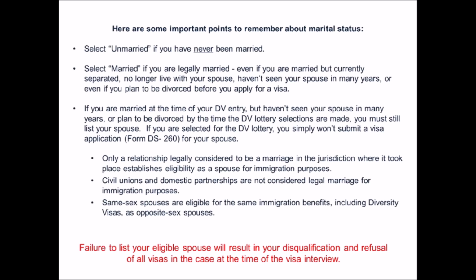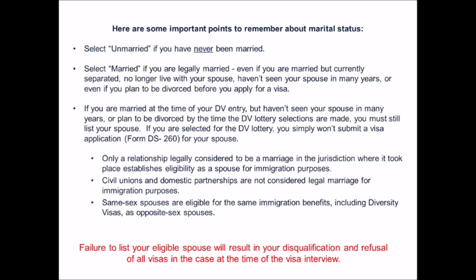haven't seen your spouse in many years, or even if you plan to be divorced before you apply for a visa. If you are married at the time of your DV entry, but haven't seen your spouse in many years, or plan to be divorced by the time the DV lottery selections are made, you must still list your spouse. If you are selected for the DV lottery, you simply won't submit a visa application, Form DS-260, for your spouse.